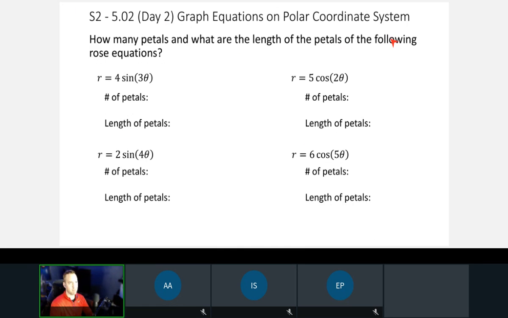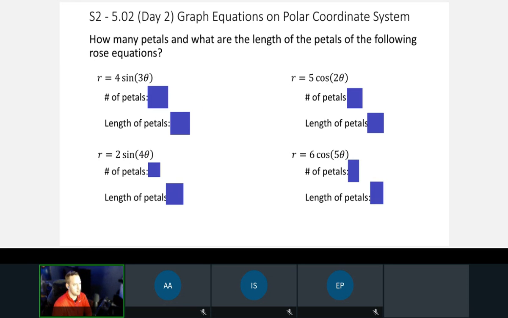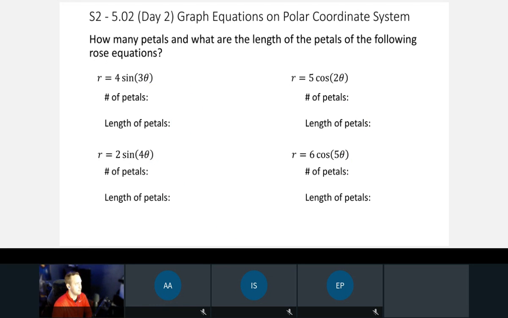All right, another simple problem. It says, how many petals, and what are the lengths of the petals of the following equations? You'll be given an equation, quite possibly, and you have to determine the length of the petal and the number of petals. There is a little formula in your notes. I did not paste it, so you might want to check your notes, 502 day 2. There's something about this number being even or odd. Does that sound familiar?